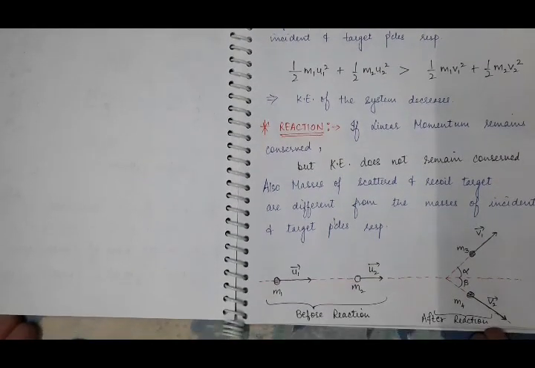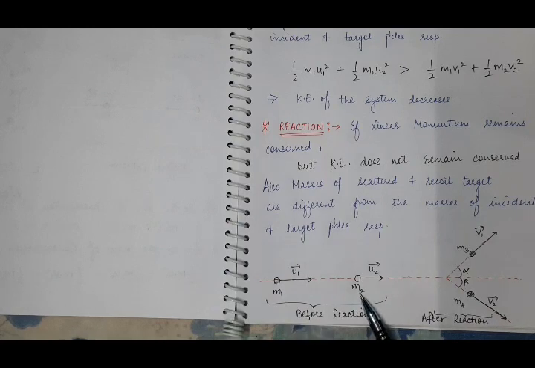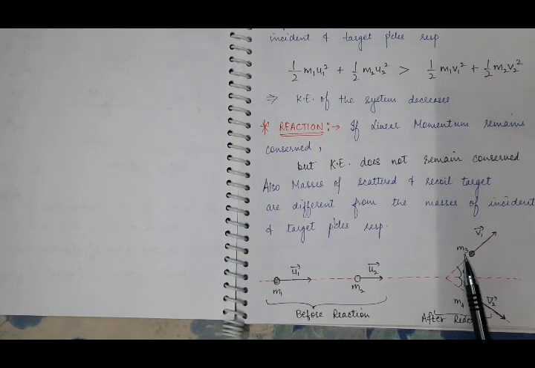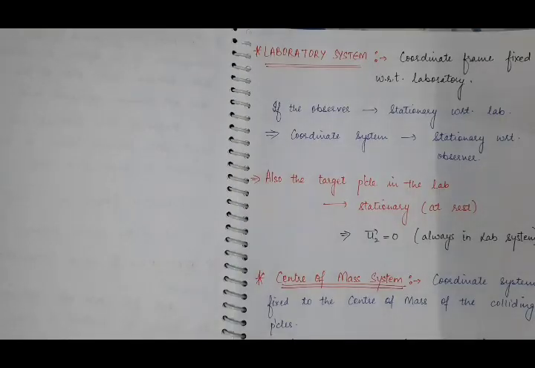So here you can see the mass of the incident particle is m1, the mass of the target particle is m2, but the masses after collision of the target particle, which now becomes the scattered particle, is m3, and the mass of the recoil target after collision is m4. So this is known as reaction. Now there are two types of coordinate systems in which we will study the collisions or the scattering. First is laboratory system. Second is center of mass system.